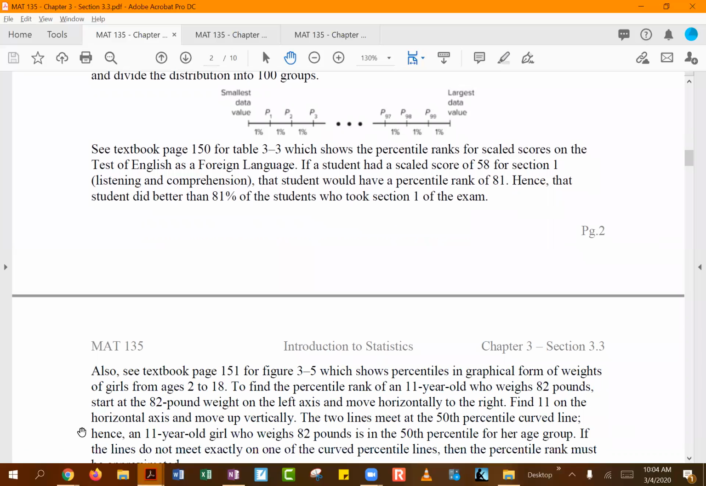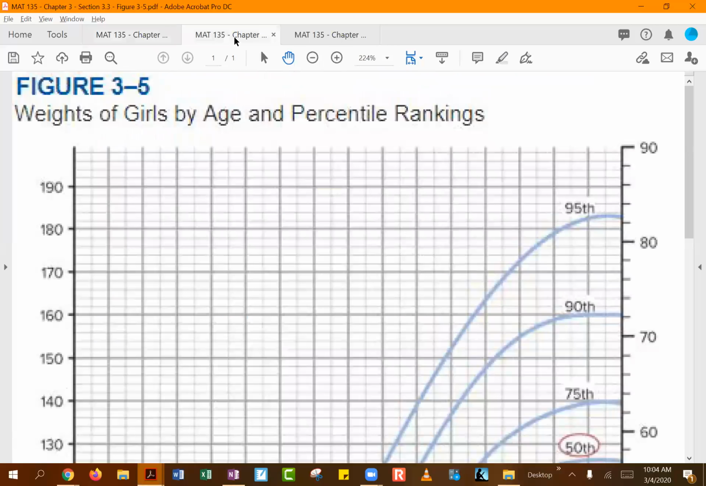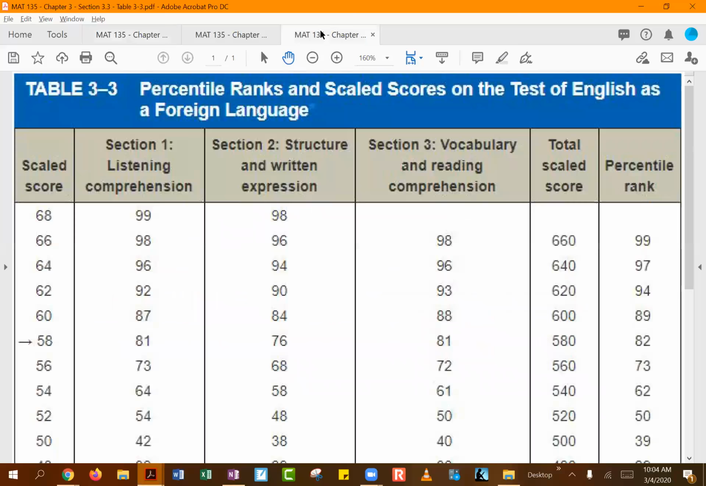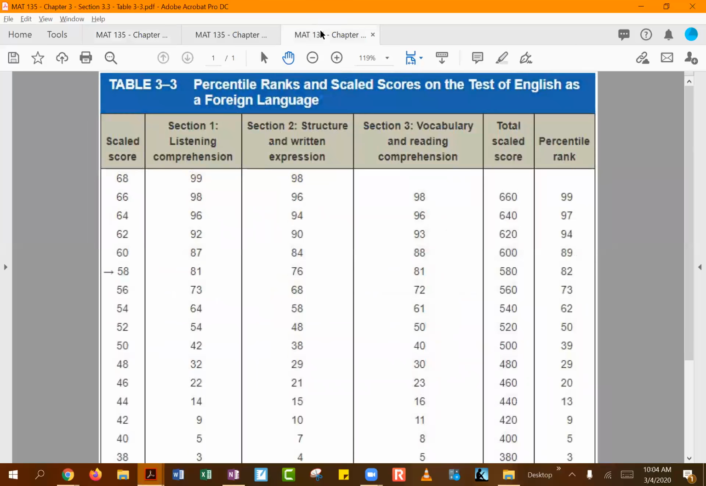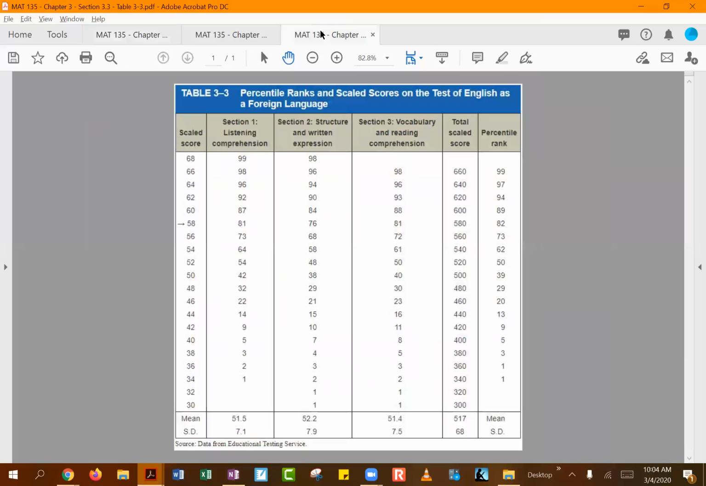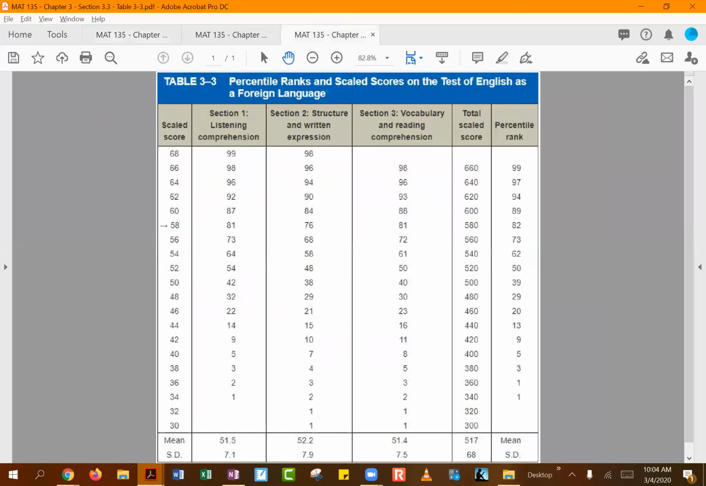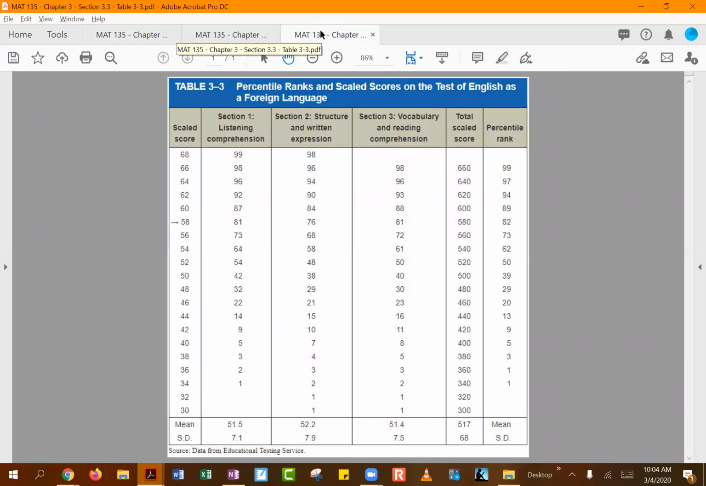They're talking about, see your textbook page for Table 3.3, which shows the percentile ranks for scaled scores on the Test of English as a Foreign Language. And let me see, I thought I had pulled it up. There we go. So that's the table that they are talking about.